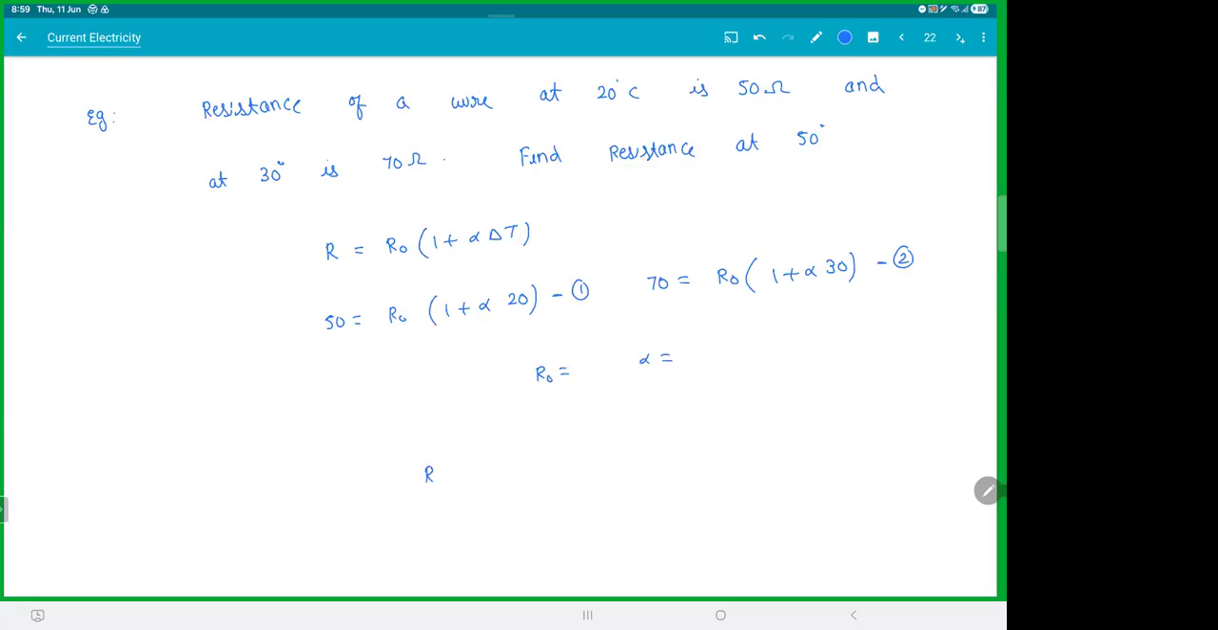From here we'll get the value of R naught and the value of alpha. Once we get that, the resistance at 50 degrees will be R naught into 1 plus alpha times 50. Substitute the values, you'll get the answer. Clear with this? Direct substitution. So this is the kind of question I can frame. They'll give you two values at two temperatures and ask you for something else. Yes, you do get them in CET and BITS sometimes. Great. So let's see some questions on this.